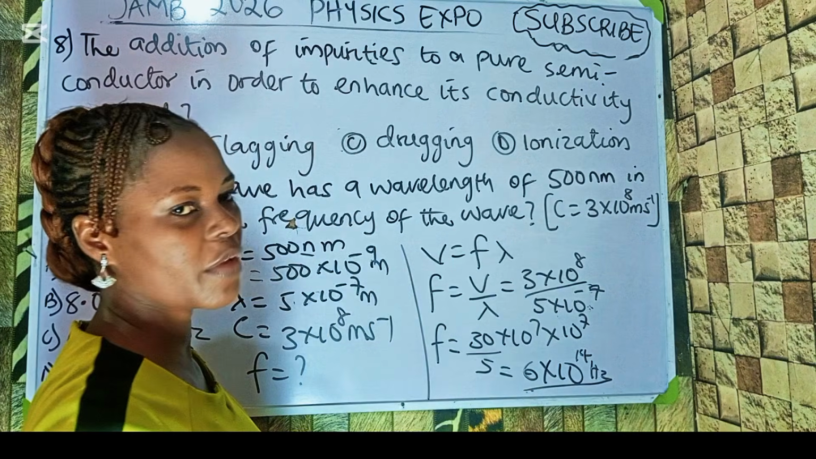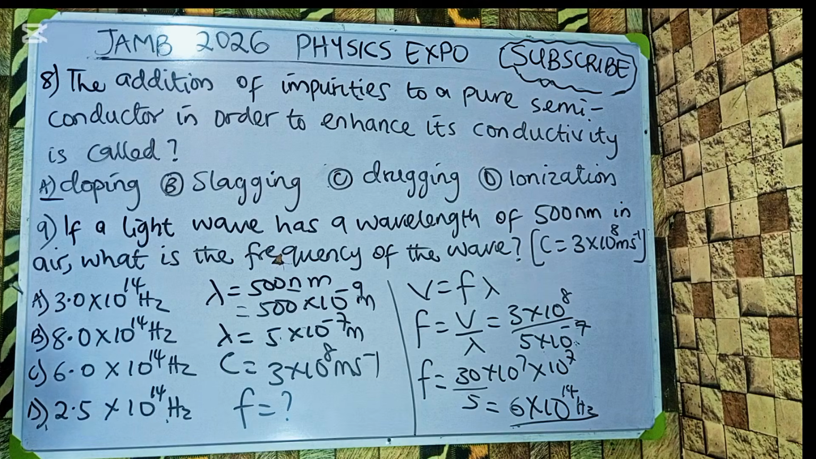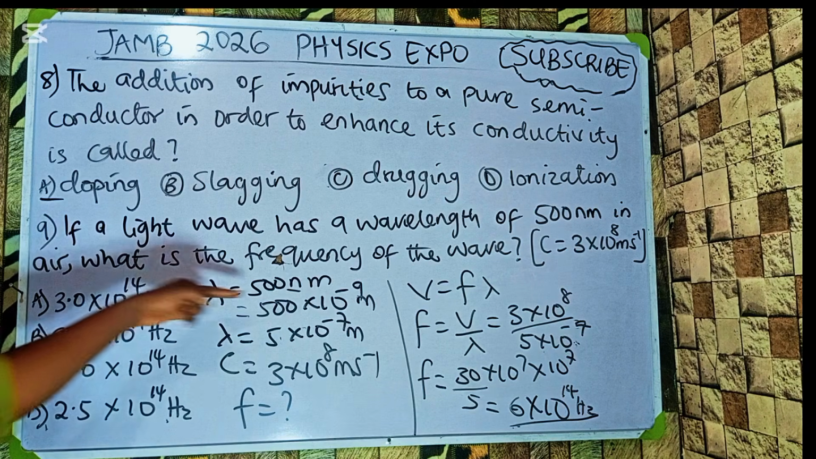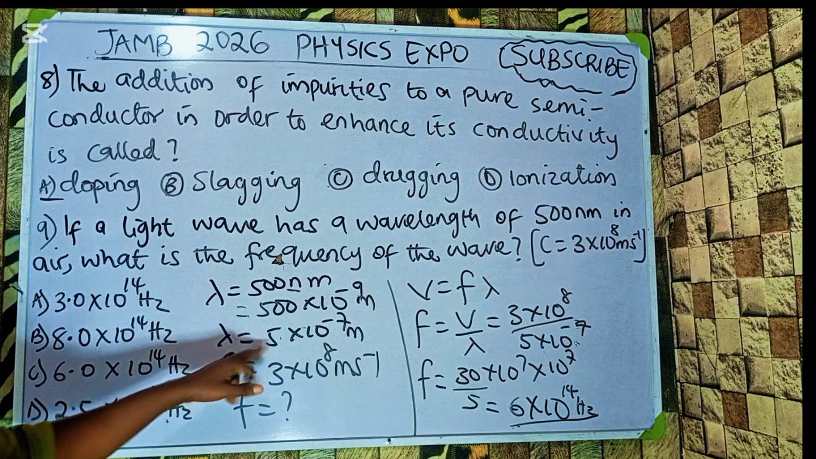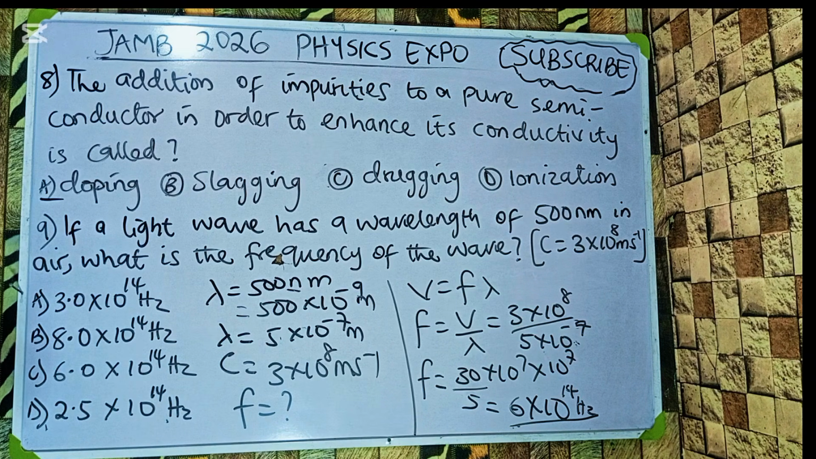Now this is how to solve a problem like this. What I did was to convert this nanometer, remove this nano, because nano means 10 to the power of minus 9, and I got the value to be 5 times 10 to the power of minus 7 meters, right? With the speed of light given, I made frequency the subject, and it gave me 6 times 10 to the power of 14 Hz. And from what we've done so far, the correct option to this question is option C.